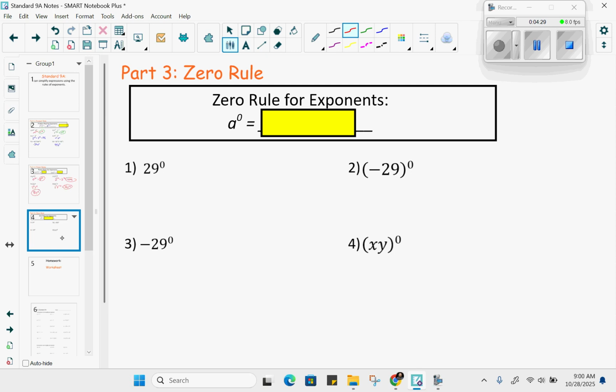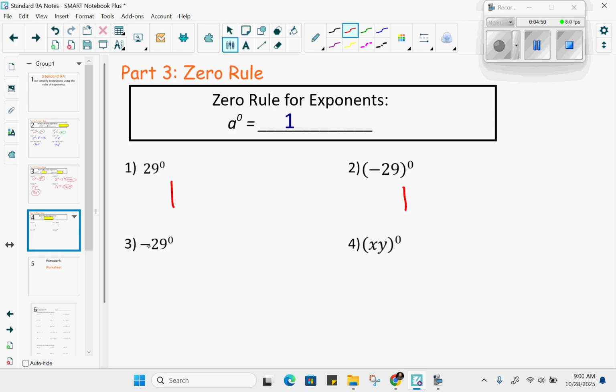All right, let's keep going. The zero rule. Anything raised to the 0 power just makes 1. So here we have 29 raised to the 0 power. That just makes 1. Now we have -29, the whole thing raised to the 0 power, 1.